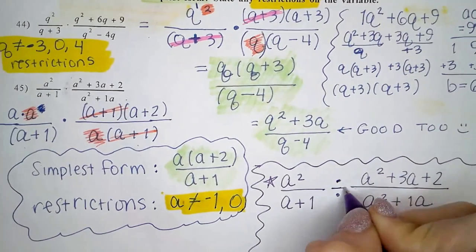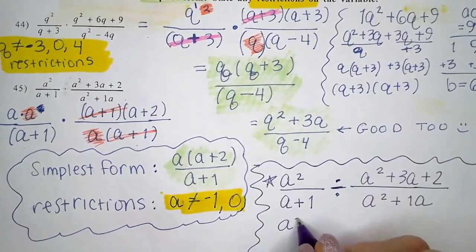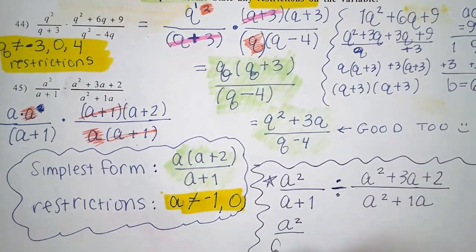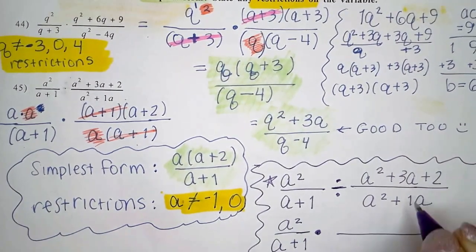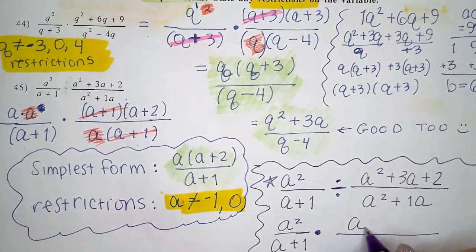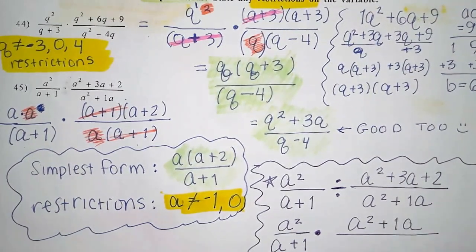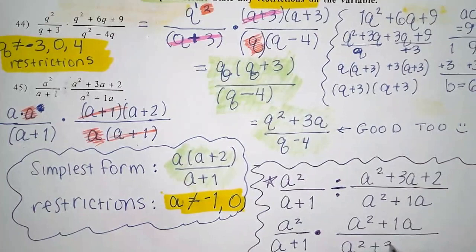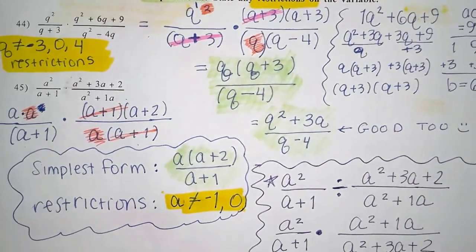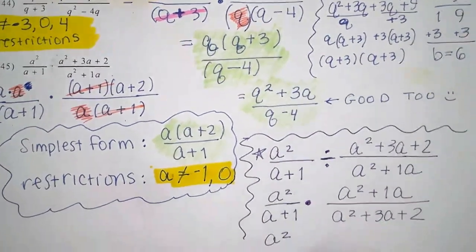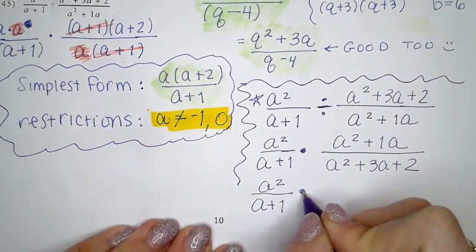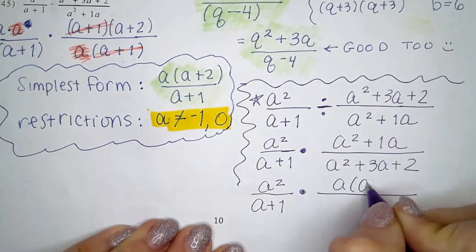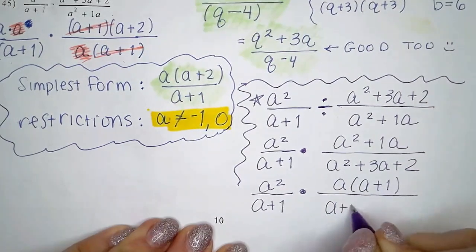If it's division, when you divide by a fraction, that's the same as multiplying by the reciprocal. This part stays a plus 1. Some of you will call it same change flip: times, change the sign, flip. So we'll get a squared plus 1a, and then a squared plus 3a plus 2. Do the same drill as before. Oh boy. That gives us a squared over a plus 1 times factor a and a plus 1, a plus 2 and a plus 1.